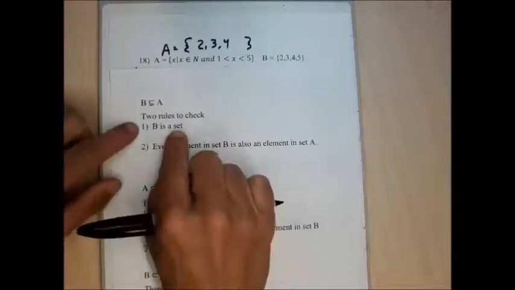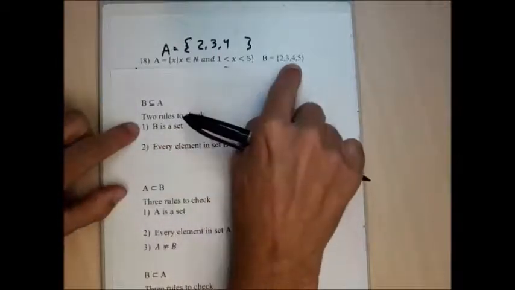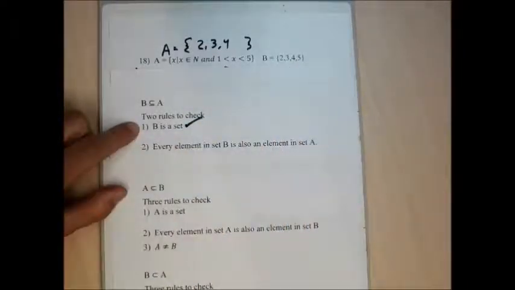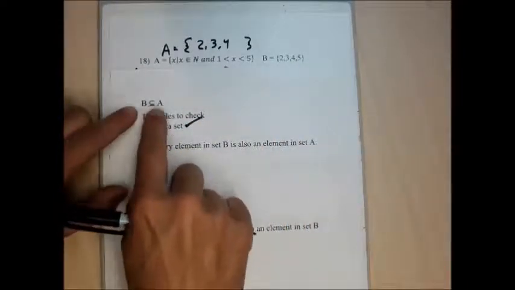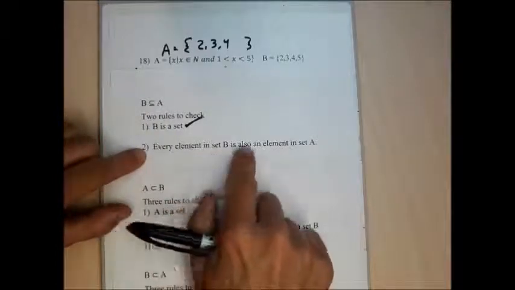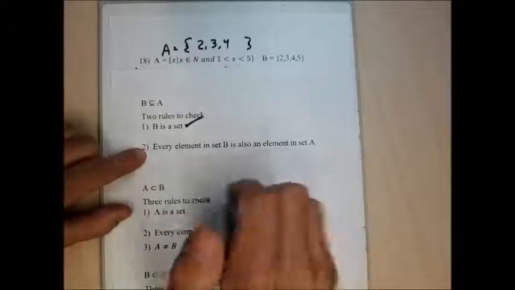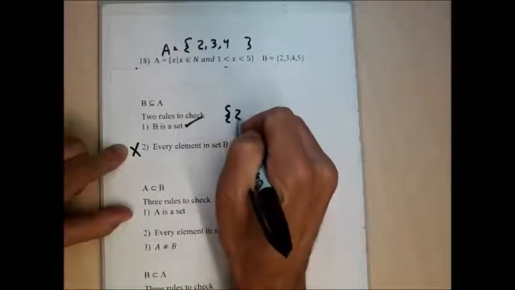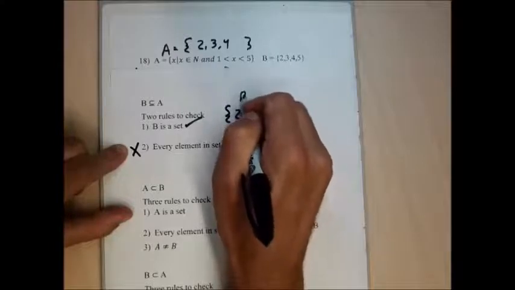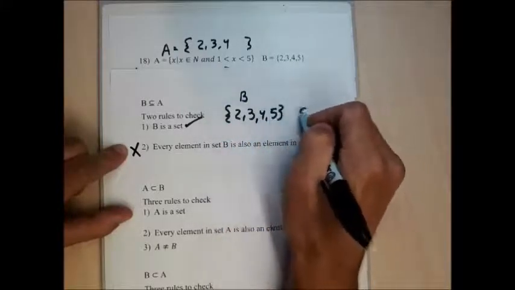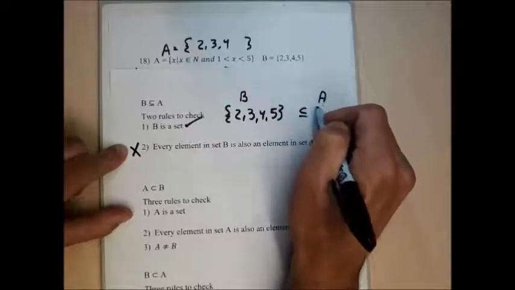For B to be a subset of A, B needs to be a set, which it most definitely is, because it's written in set builder notation. The second criteria for B to be a subset of A is that every element in B also needs to be an element of A. This is the one that's going to break down. For B to be a subset of A, every element in set B, 2, 3, 4, and 5, also would have to be an element of set A.